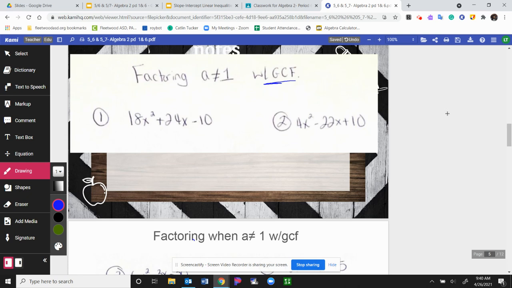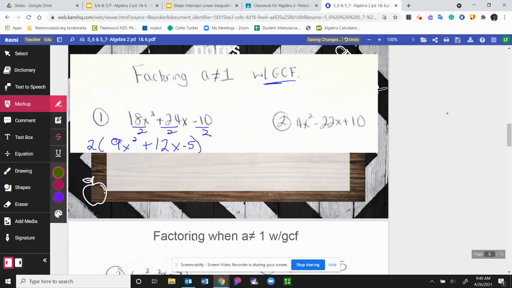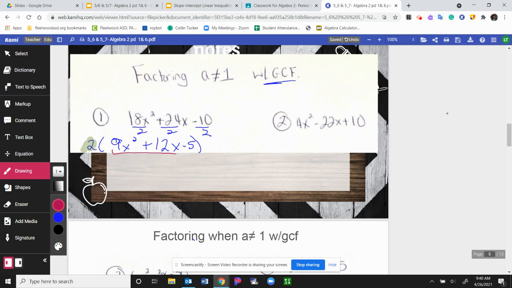factor anyway. So if you look at your first problem here, 18x squared plus 24x minus 10, you can see that your greatest common factor here is going to be 2. So if I divide each of those by 2, I'm left with 9x squared plus 12x minus 5. Okay, so now we can see that A is not 1 here because I have a 9 out in front. So I'm going to ignore this 2 here, but then I'm just going to look at what's in here.